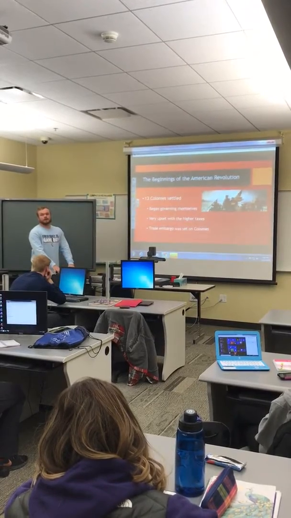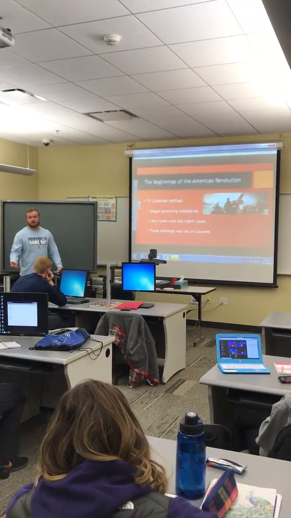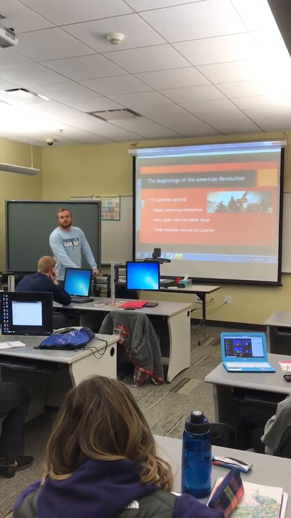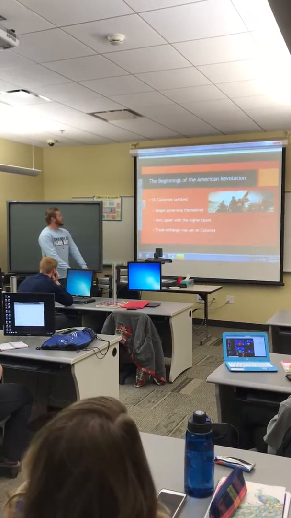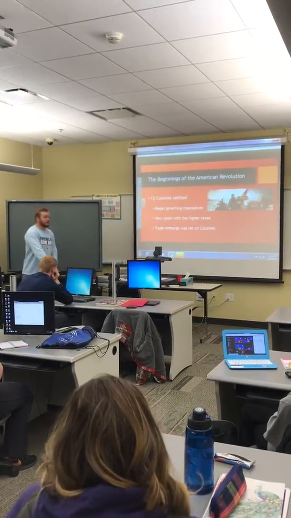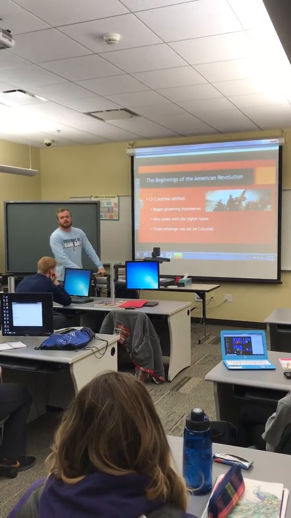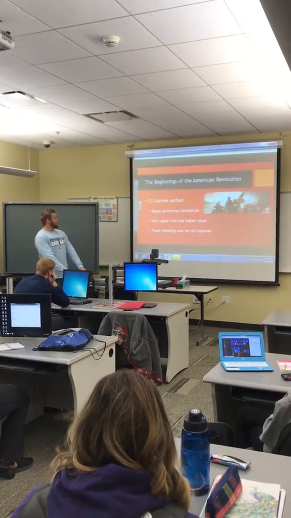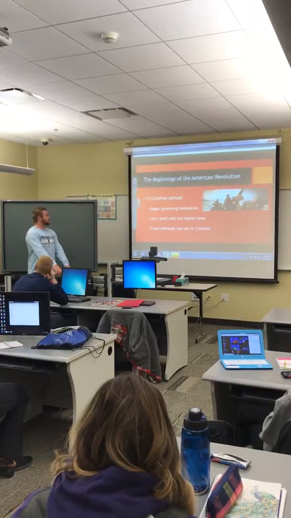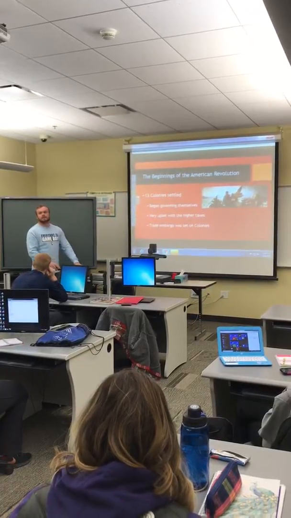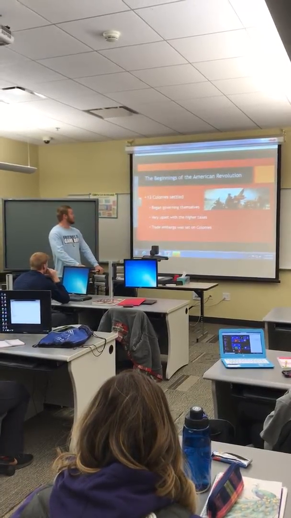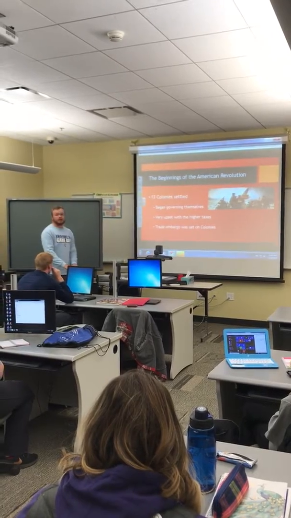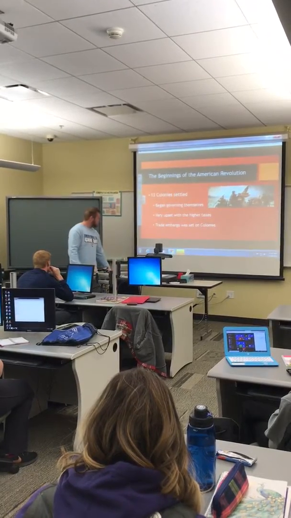So the beginnings of the American Revolution, there were 13 colonies settled within the northeast of the new Americas. They began governing themselves, not liking the British ways and implementing their new government. They were very upset with the higher taxes on goods and started a trade embargo as well. And it was set on the colonies from the British government.